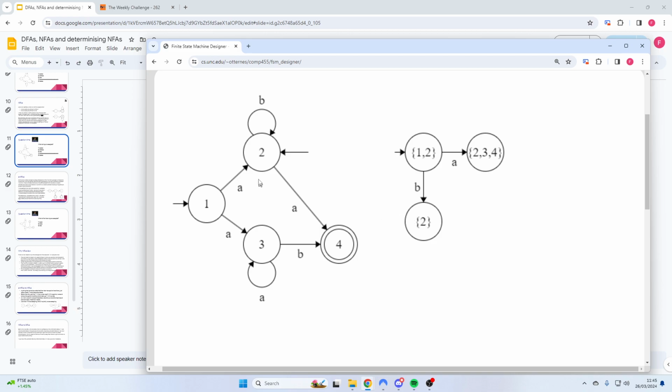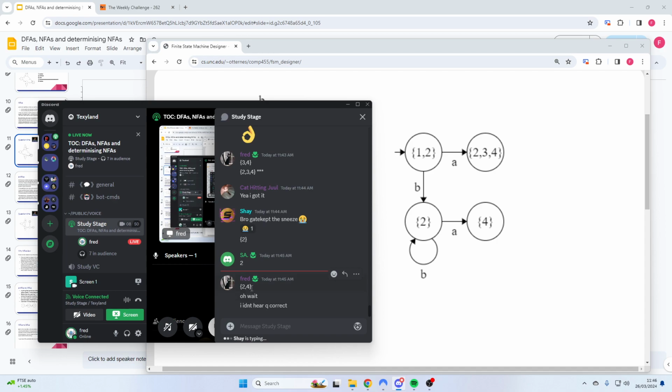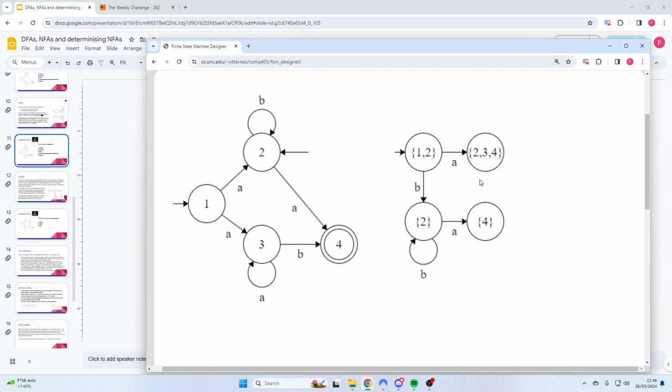Okay, I'll go a bit faster through these ones. If we're at just 2 right now and we go A, we can only go to 4. If we're at just 2 and we go B, we're only going on itself, so we can label it like that. You guys get what I'm doing here by saying where could we be at multiple times. So if we could only be at 2 and we have B, we can only end up at 2. But if we're at multiple states and we have B, we can theoretically be in multiple places.